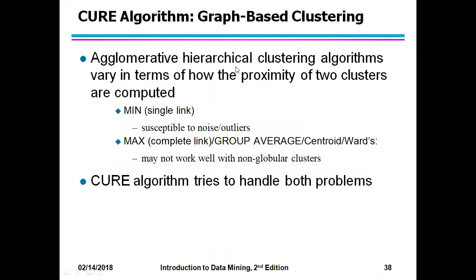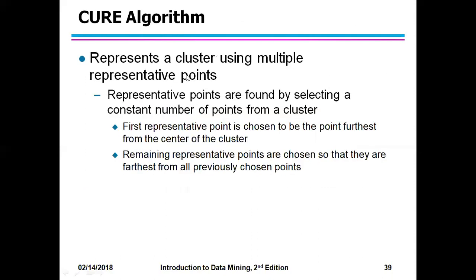Agglomerative hierarchical clustering algorithms vary in terms of how the proximity of two clusters is computed. If I'm taking min, I say that's susceptible to noise or outliers. If I take max, it's a complete link. Group average or centroid methods may not work well with non-globular clusters. The CURE algorithm tries to handle both the problems. What does this algorithm say?